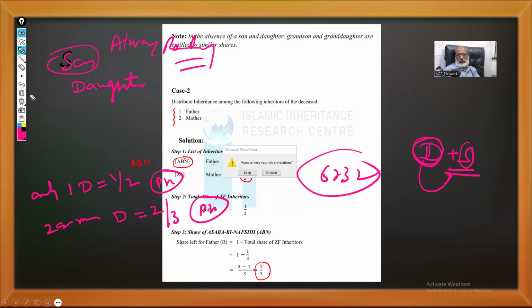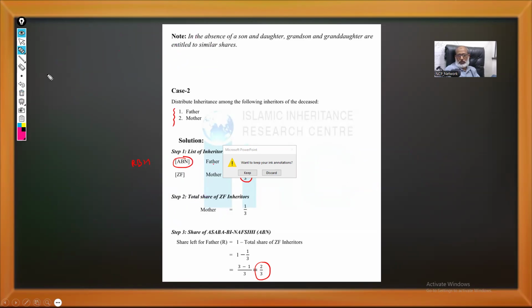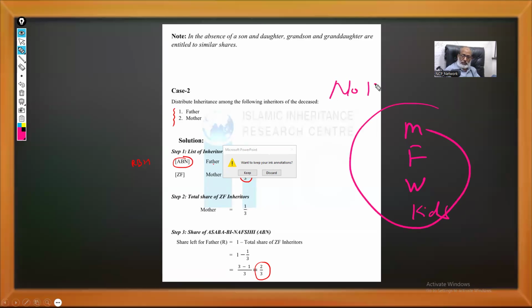Because before the Islamic era, if you find out the inheritance distribution, mother, father, wife, and kids had no share in the inheritance before the Islamic era.